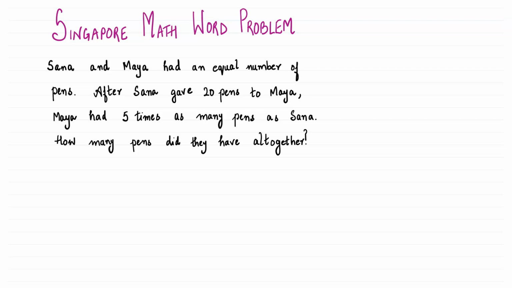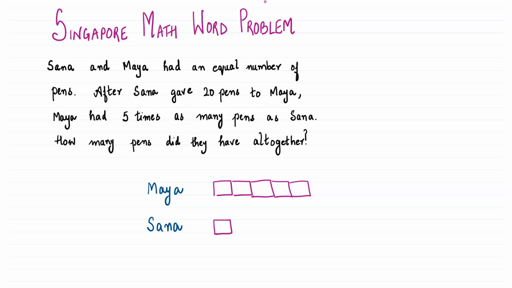In these types of problems, we are going to start from the end. In the end, what happens? Maya has 5 times as many pens as Sana. So let's write down the names of Maya and Sana and draw bar models for each of them. Maya has 5 times, so we'll draw 5 boxes for Maya. She has 5 times that of Sana, so Sana will have 1 box.